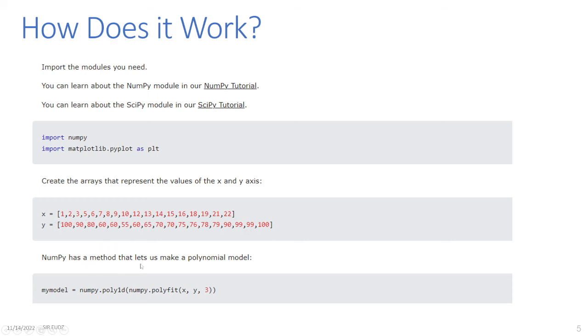NumPy has a method that lets us make a polynomial model. So we'll be creating a polynomial model out of this one. So my model equals numpy.poly1d(numpy.polyfit(x, y, 3)). Again, 3 here represents the degree. So if, let's say for example, this is an equation, we have x cubed, then that means 3 is the highest degree in our equation.